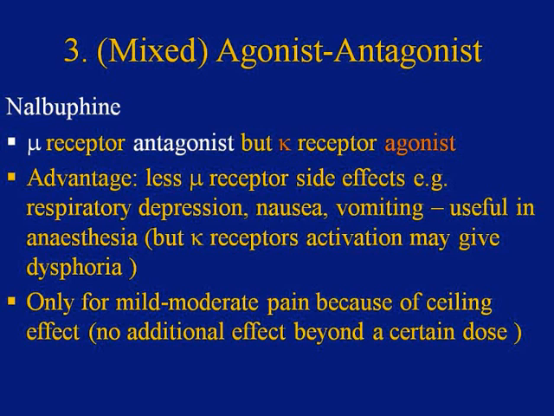It uses its kappa receptor agonist activity for analgesia, although kappa receptors can lead to some side effects such as dysphoria. And this is a drug that's used for mild to moderate pain. That is because it has a ceiling effect. There's no additional effect after a certain dose, so it's more for mild to moderate pain.